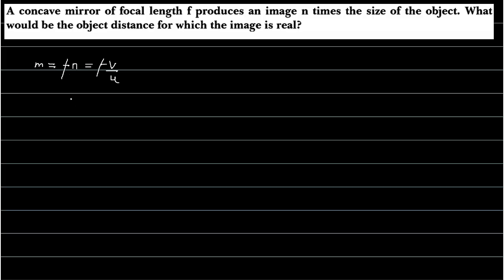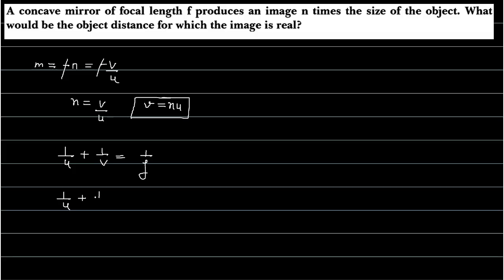We can cancel the negative. n would be equal to v upon u. We can put the mirror formula: 1 upon u plus 1 upon v equals 1 upon f. We have to find the object distance, so just take v in terms of u. v equals nu. So 1 upon u plus 1 upon nu equals 1 upon f.